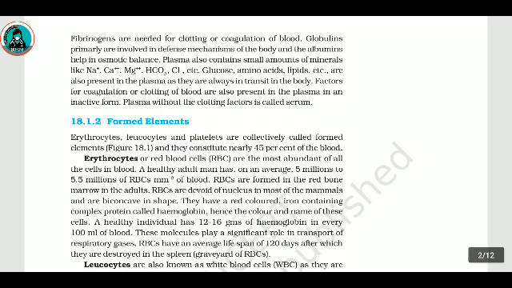They have a red-colored, iron-containing complex protein called hemoglobin, hence the color and name of these cells. A healthy individual has 12 to 16 grams of hemoglobin in every 100 ml of blood. These molecules play a significant role in transport of respiratory gases. RBCs have an average lifespan of 120 days, after which they are destroyed in the spleen, the graveyard of RBCs.